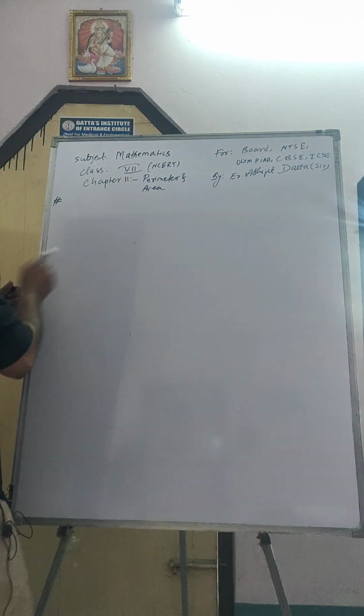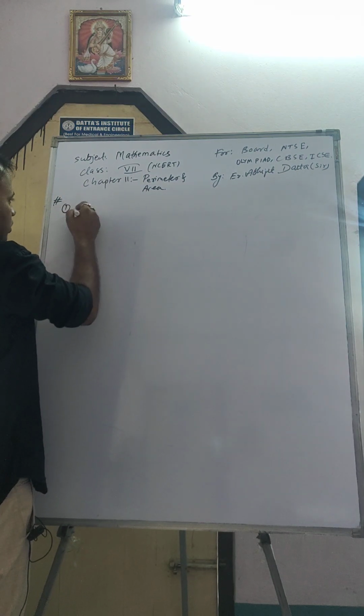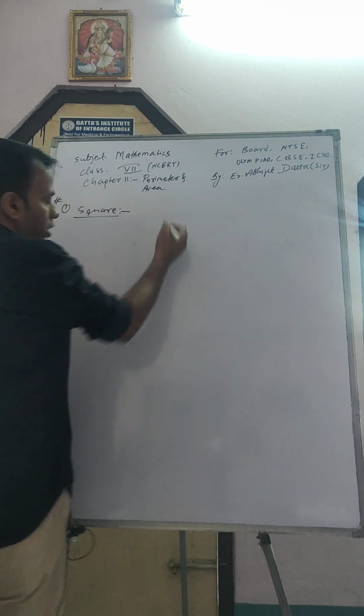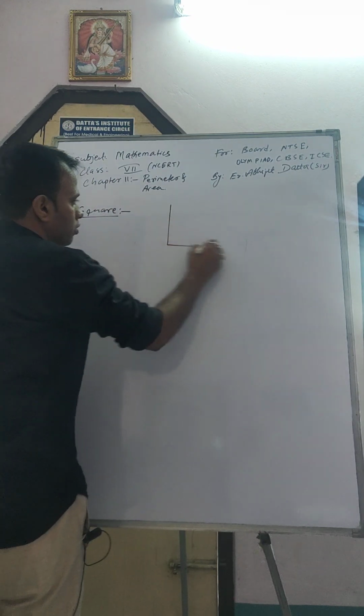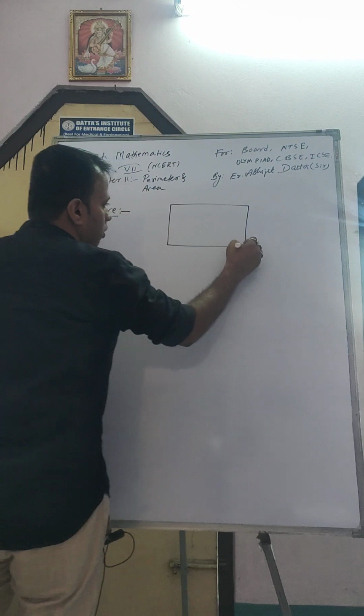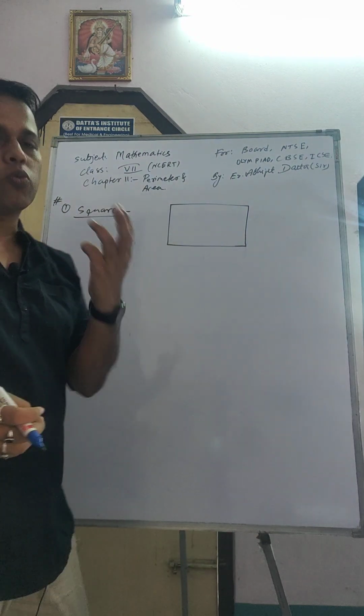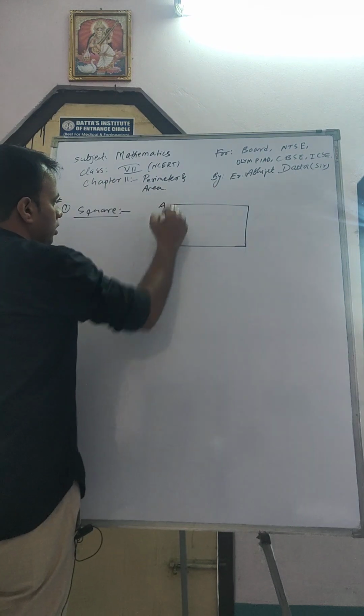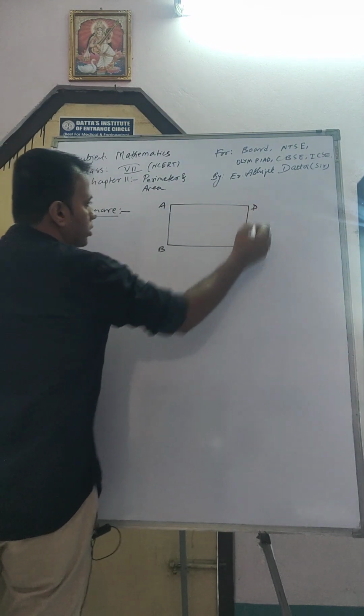So first one is square. In NCERT the first one is square. So you have to know what is square. A square is a quadrilateral. Quadrilateral means which has 4 arms. So this one is a square, and in a square all the sides are equal.